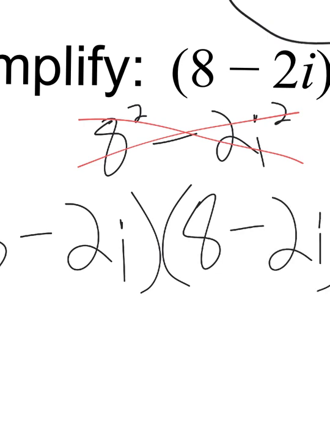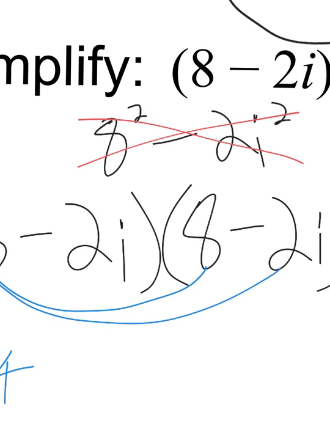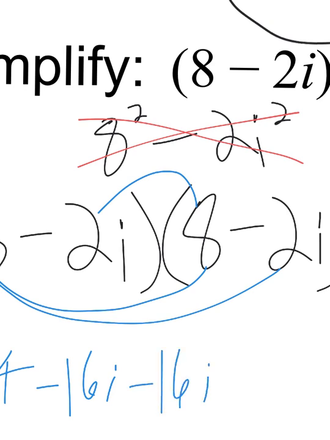All right? So when you distribute, you'll get 4 terms, whereas if you just squared those 2 terms, you'd just get 2 terms. So what is 8 times 8? That's 64. What is 8 times negative 2i? That's negative 16i. What is negative 2i times 8? That's negative 16i again. And what is negative 2i times negative 2i? That's going to be positive 4i squared.